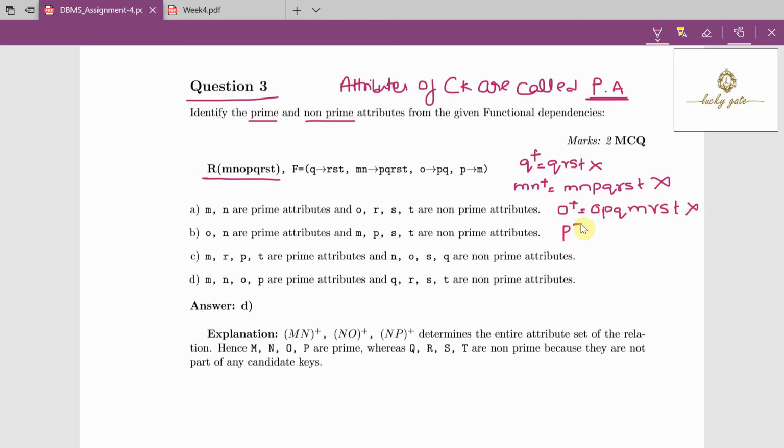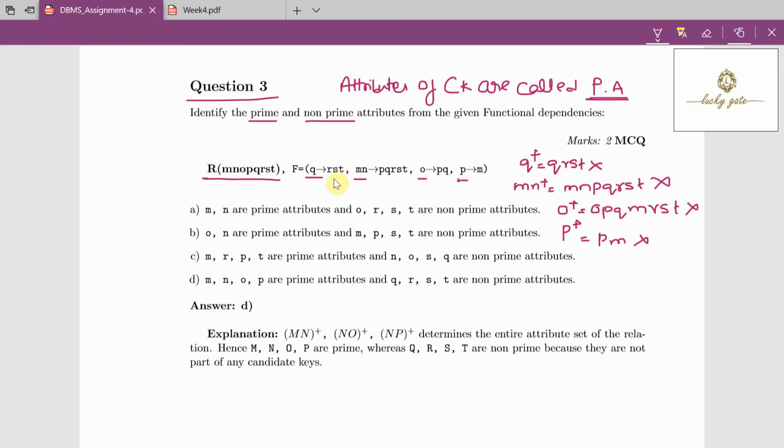Now what is the fourth dependency? P to M. P closure we will find. P closure is P, M, that's it, not all attributes, not a key. Because no LHS of the dependency closure contains all attributes, no LHS is a key. In such cases, we have to look for the independent attributes. Friends, observe what are the independent attributes.